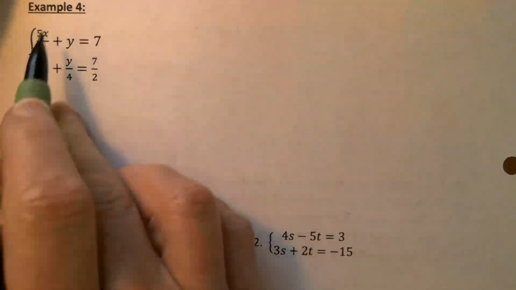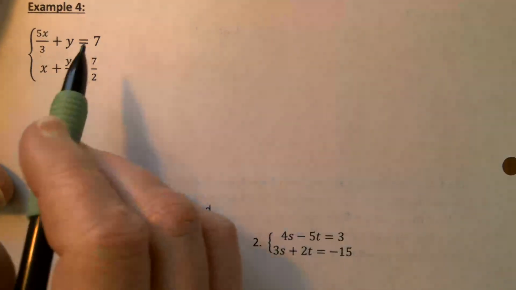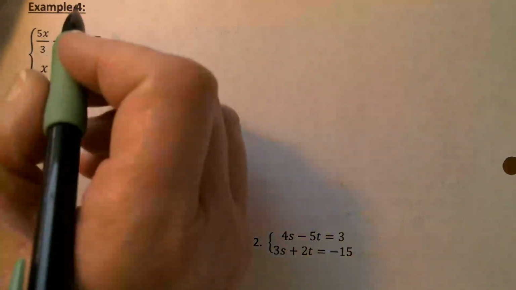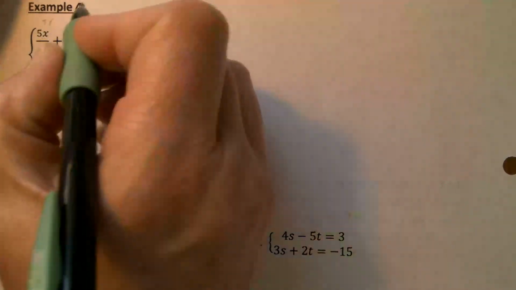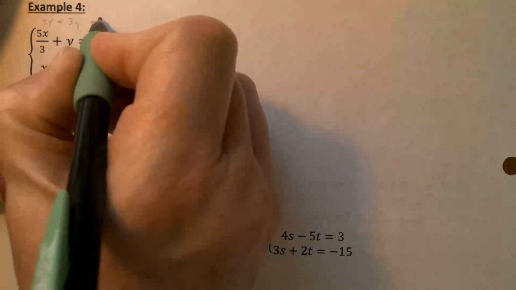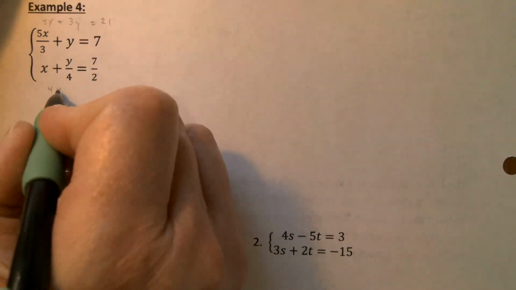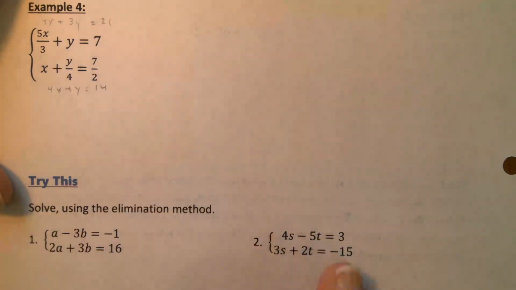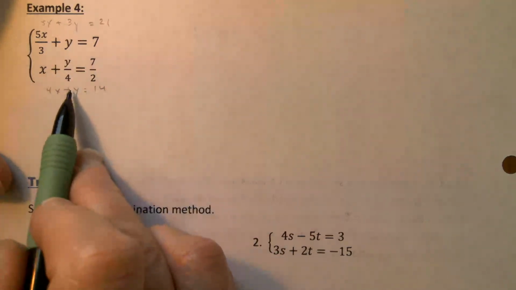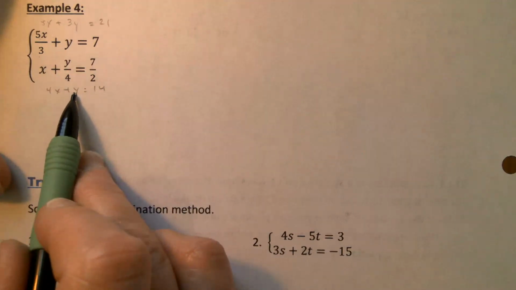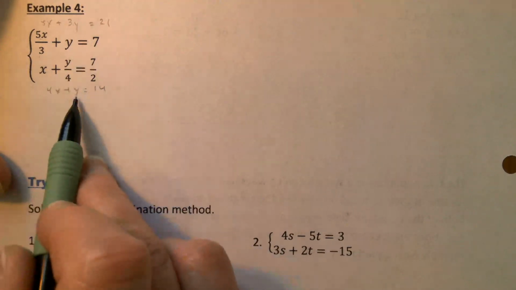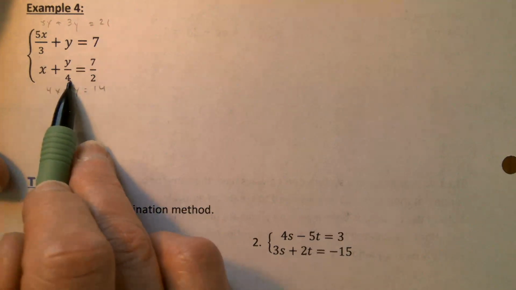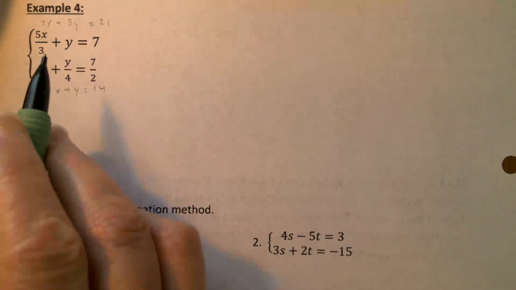So I want to try to do this all in one step. So I'm just going to write these very lightly. This would give me 5x plus 3y equals 21. This would give me 4x plus y equals 14. Okay, if I multiply this by something that's going to give me a -3y, those will cancel out. So I'm multiplying by 4. So 4 times -3 is -12.